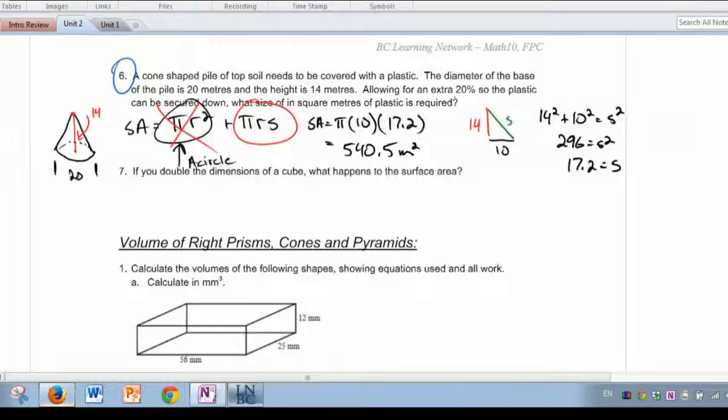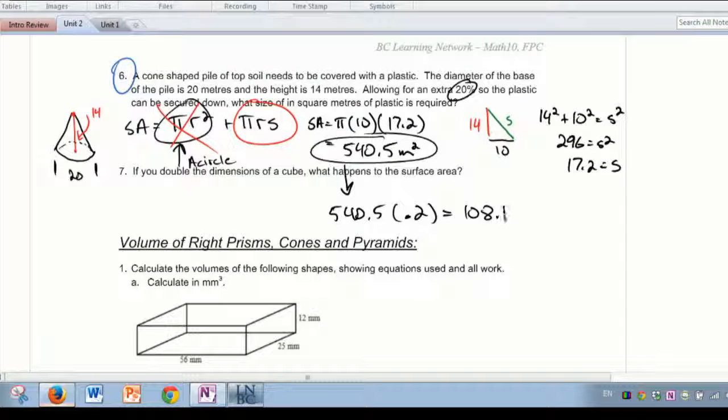The question asks allowing an extra 20%. So if this is the surface area of just that lateral surface, I need to give it an extra 20%. So I'm just going to do this right below here. I'm going to take this 540.5 and multiply it by 0.2 to give me 20%. So that's 108.1.